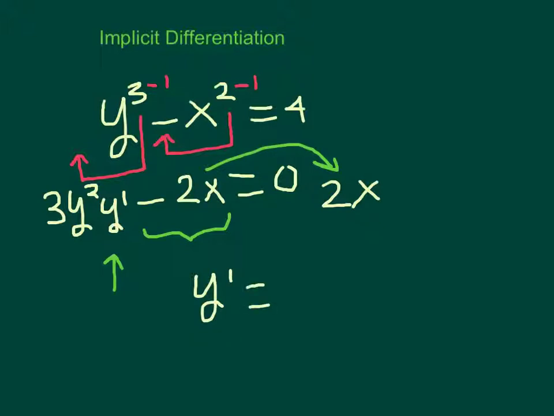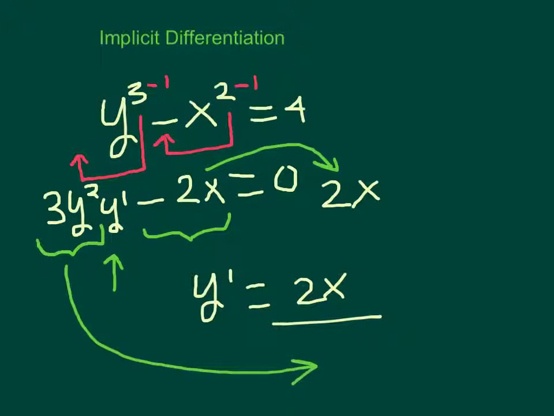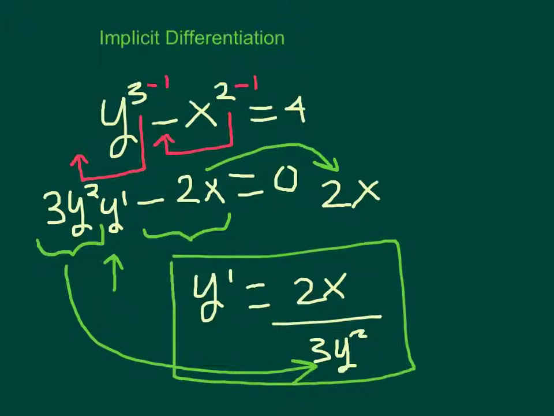Now we have y prime equals 2x divided by, bring the terms that have a y prime with it, all the way here, and you end up with 3y squared. And this is your final answer. So that's it. You have solved, using implicit differentiation, a function finding y prime without actually finding y.